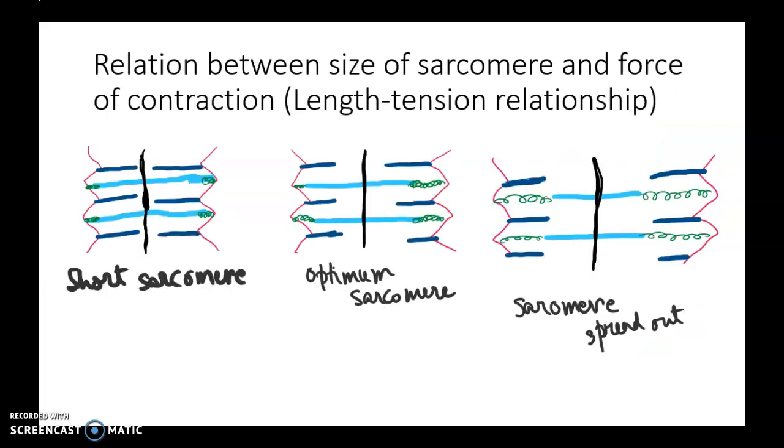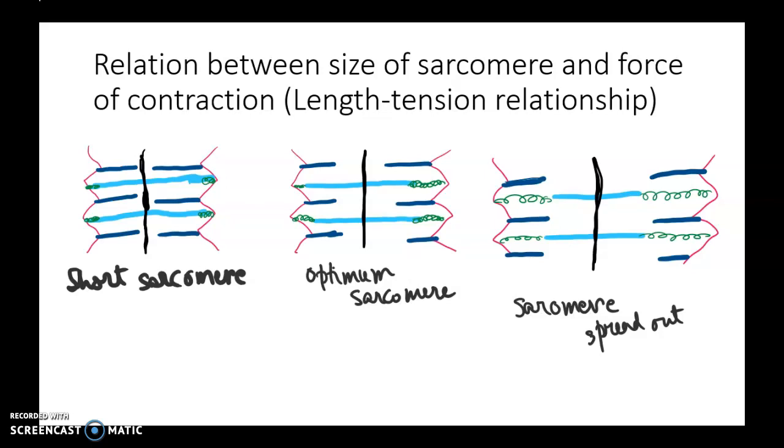Okay, now the question is, is there a relationship between the size of the sarcomere and the force of contraction? In other words, we are actually looking at the length tension relationship. So I have drawn out 3 diagrams here. The first one in the left hand side is showing us a very short sarcomere, and this is actually showing us how things look in a sarcomere that is super short.